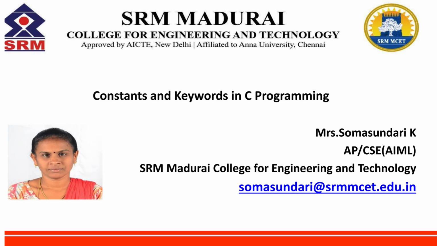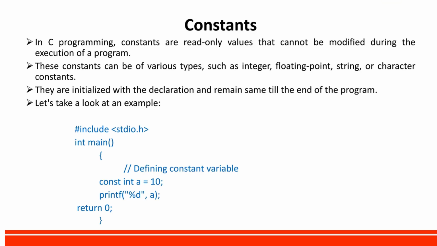Constants and keywords in C programming. Constants in C. In C programming, constants are read-only values that cannot be modified during the execution of a program. These constants can be of various types, such as integer, floating point, string, or character constants. They are initialized with a declaration and remain the same till the end of the program.